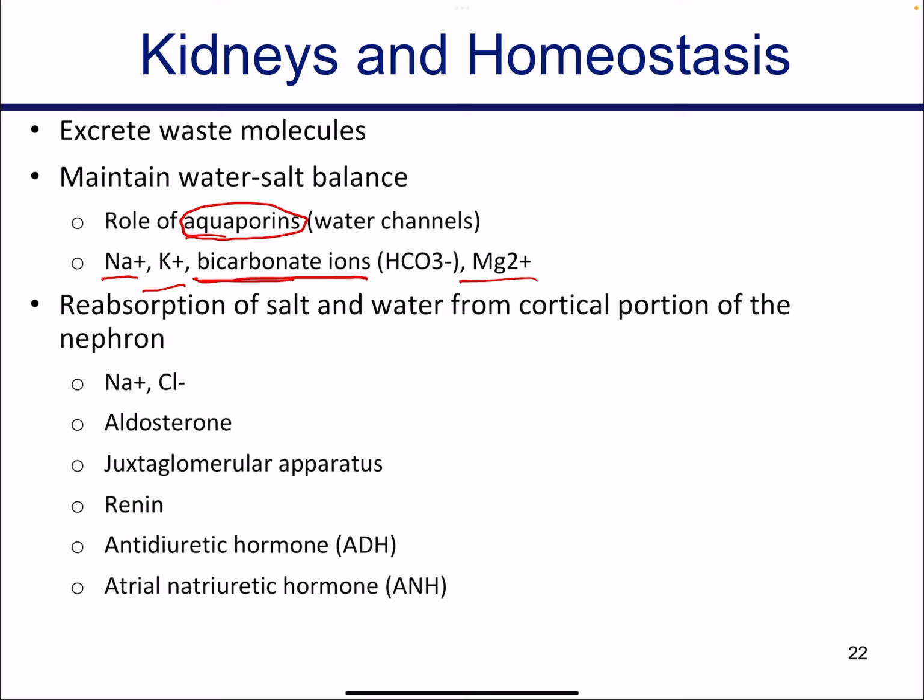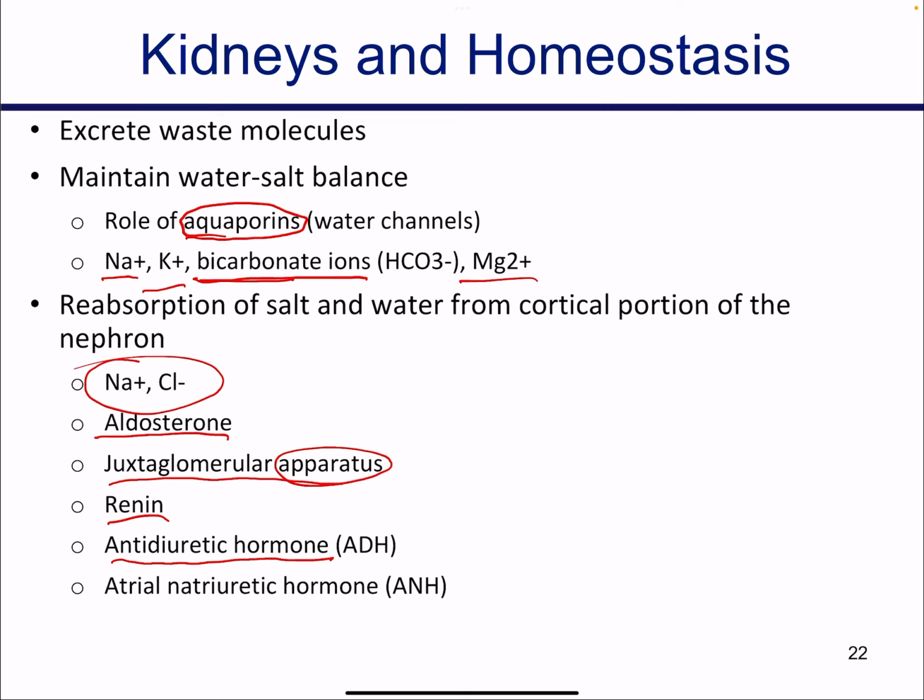The reabsorption of salt and water in the kidney is going to allow us to maintain sodium and chloride ions. Aldosterone is going to play a very important role in causing reabsorption as needed. The juxtaglomerular apparatus is going to play a very important role in reabsorption of ions and water. You have renin. What I have not mentioned so far is the antidiuretic hormone.